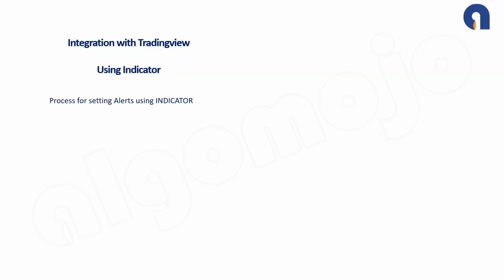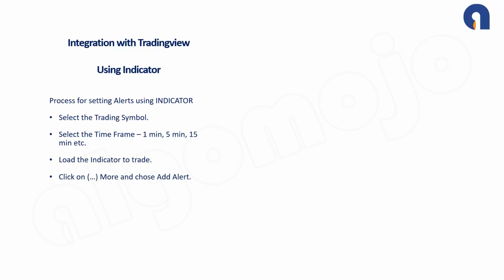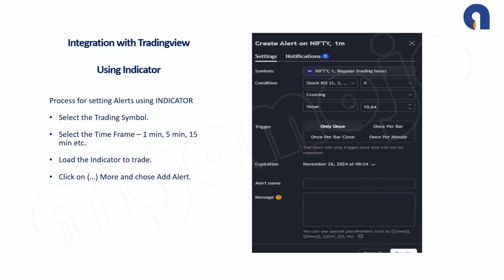And for an indicator, you have to update a couple more things. Similarly, start with the symbol, look at the time frame, then load the indicator or the study that you want to use, click on the more button, and then you will have the condition to be updated. You will have the trigger to be updated also, and the message box content. So using an indicator or a price based, there is a small difference. In indicator or price based, you will need to update the condition and trigger and the message box also. And once you do that, say create, it will get done.